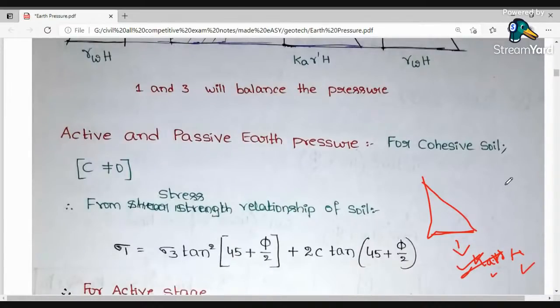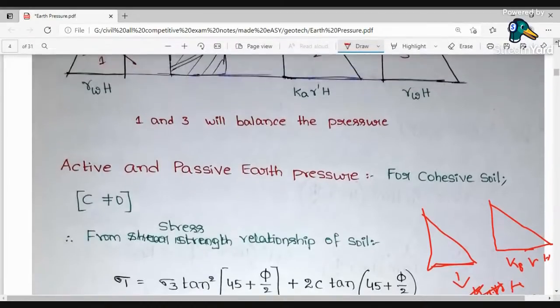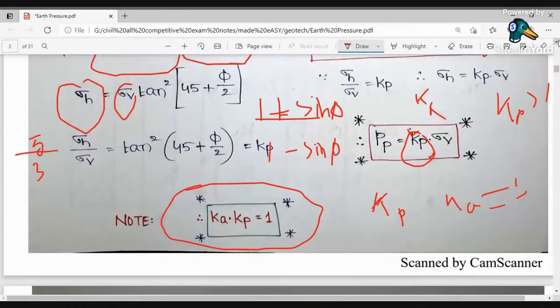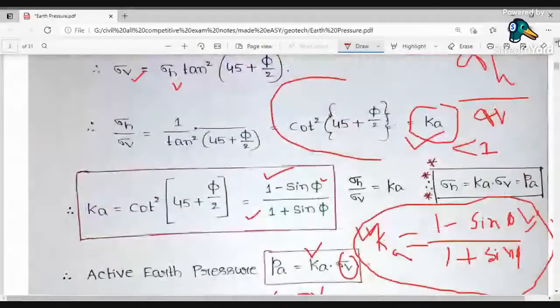So in case of passive earth pressure also, the distribution is triangular and linearly increasing, and the value at the base will be Kp gamma into H, where Kp is the coefficient of earth pressure at the base level in the passive state, right? So, active and passive earth pressure for cohesive soil. In the earlier case we were discussing cohesionless soil, that's why we put the value of C equal to 0 in that particular equation.